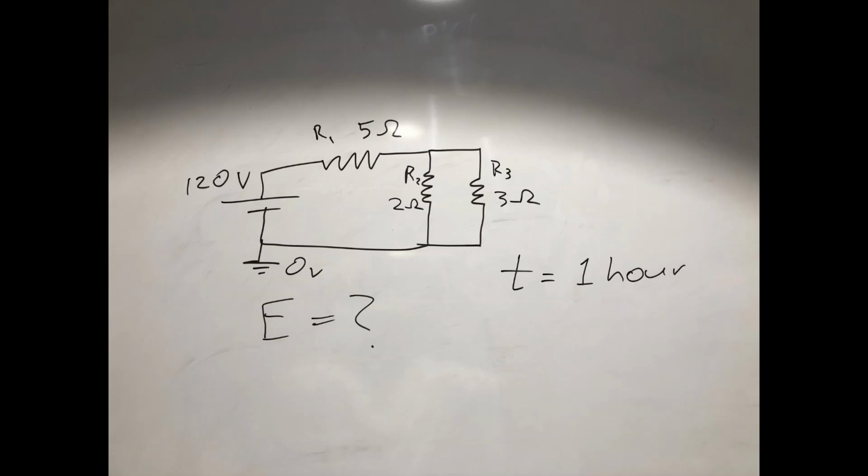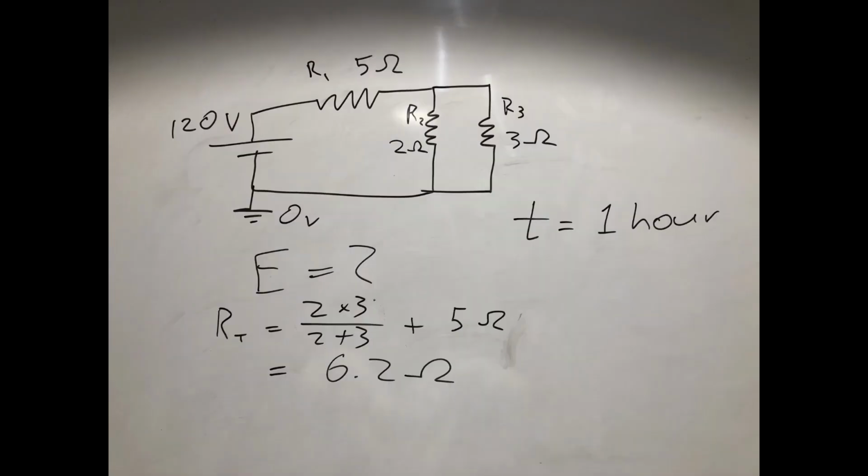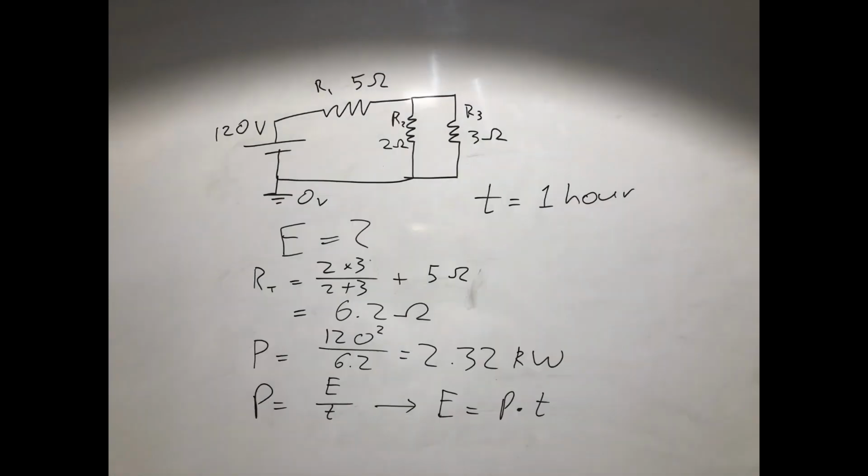This example is going to use most of the concepts that have been covered in this video. As we can see, we have a 120 volt power supply and we have a combination series and parallel circuit. Now we need to find the total energy consumed by this circuit over 1 hour. We start this problem by finding the total resistance. This equals 6.2 ohms. From here we can see the total power to be 2.32 kilowatts.